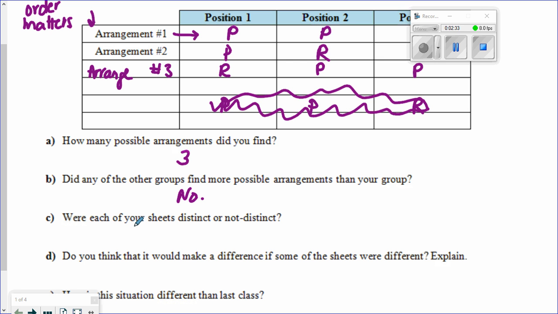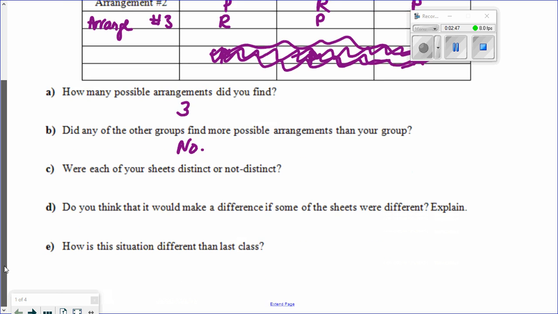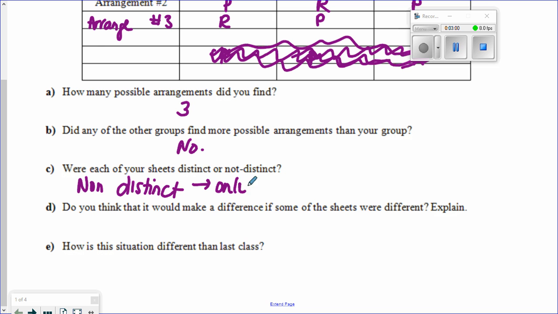If you found more than three, you potentially were not thinking about how we've talked that they are identical objects. We can't tell the difference between purple, purple, red and purple, purple, red. Were each of your sheets objects distinct or non-distinct? They were non-distinct. So we only had two colors for three sheets of paper.